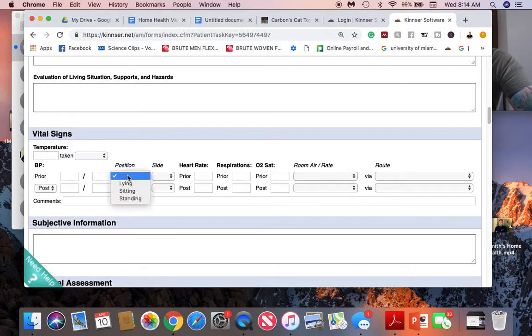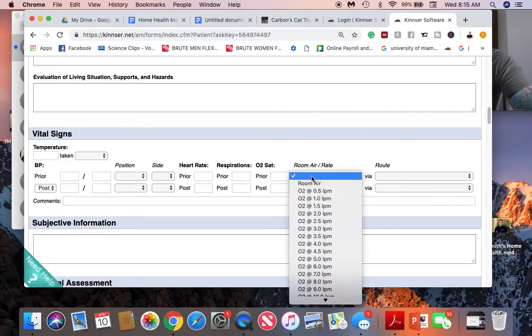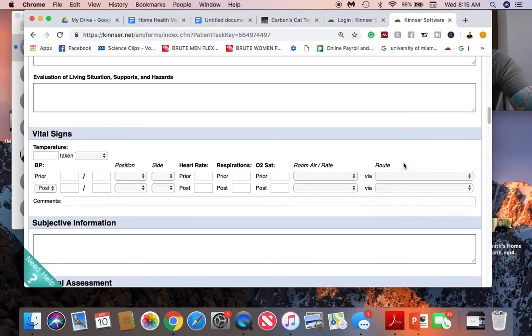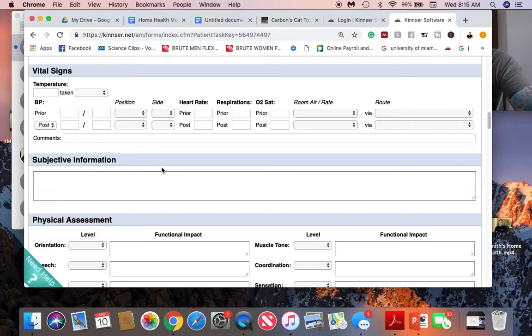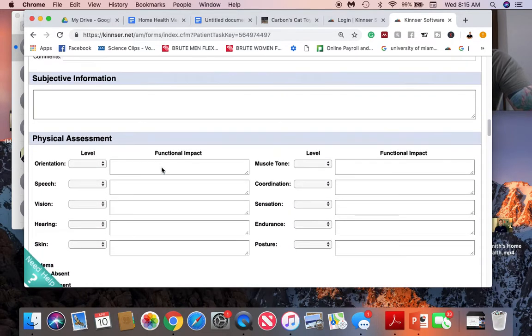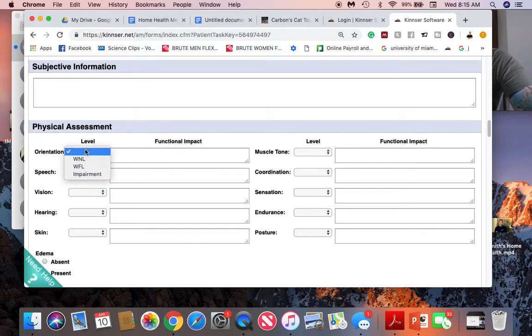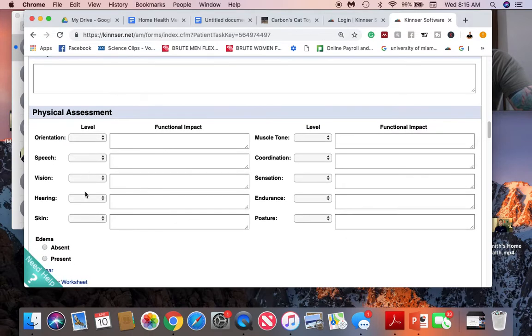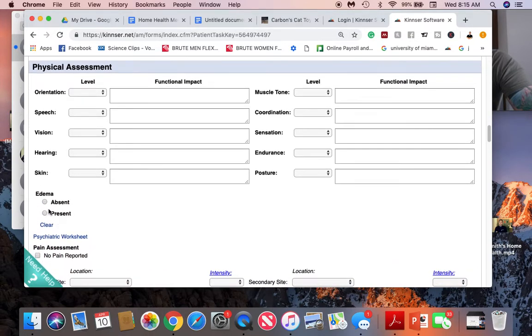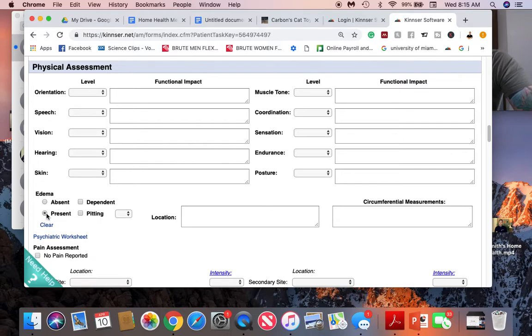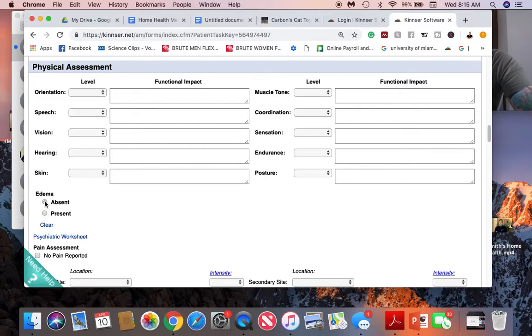Blood pressure, the position, the side, the heart rate, the respirations, the O2 saturation you get from the pulse ox you should have with you, and if they're on room air or O2, and if they are on O2, how are they on it? Again, more subjective information here. You're going to have their orientation, the speech, the vision, the hearing, the skin, any swelling. If it is present, where is it? If it's pitting, if it's absent.